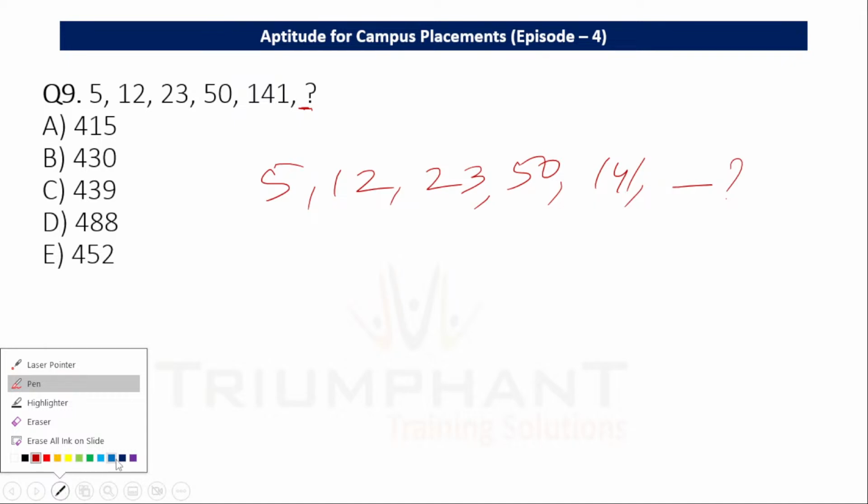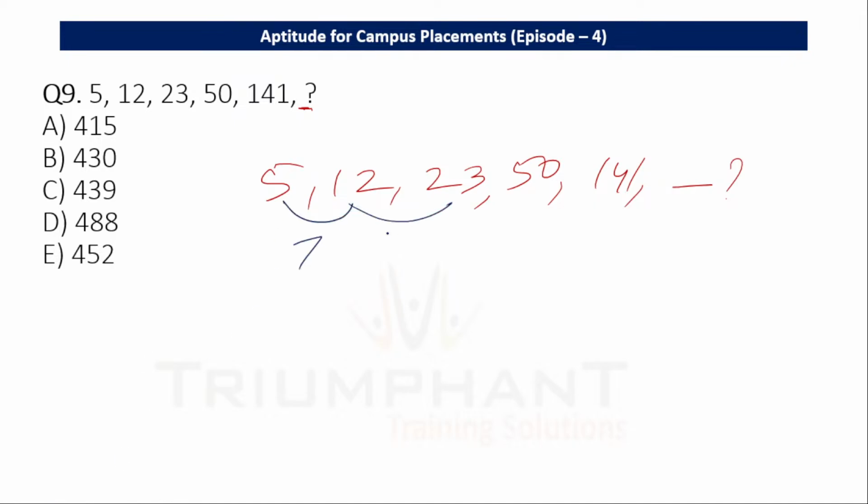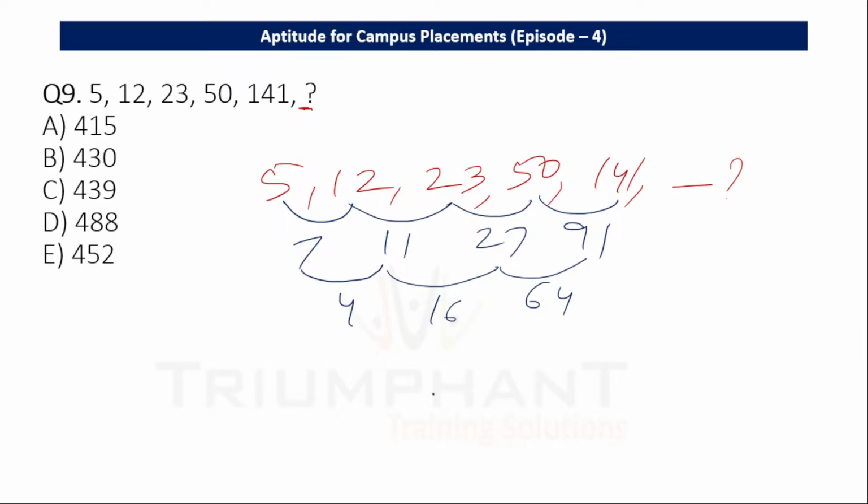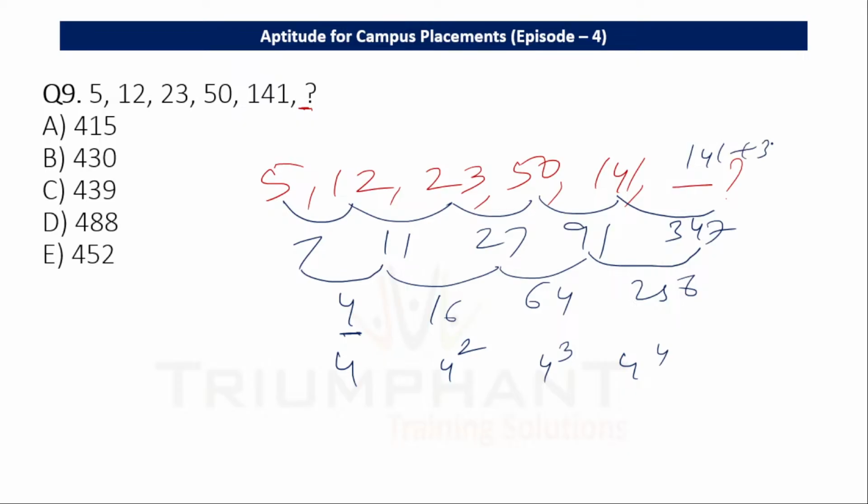So if I calculate the first differences, it is 7 here, 11 here, 27 here, 91 here. First differences are not in any pattern. Then I am going for the second differences. 4 here, 16 here, 64 here. Have you seen any property for the second differences? Yes, that is 4, 4 square, 4 cube, that is into 4, right? So next 4 power 4, which is 256. What is 91 plus 256? 347. So if I add 347 to 141, 141 plus 347, 488. So the next number in the series is option D, 488.